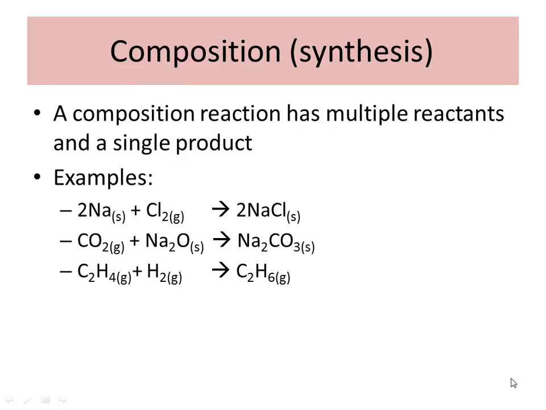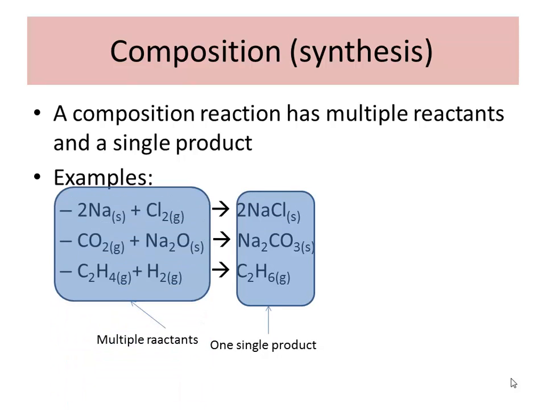The key thing to recognize is that composition reactions have one single type of product and multiple reactants. So that's a key thing. In all composition reactions, we're going to have multiple reactants and a single product. We're making one substance.